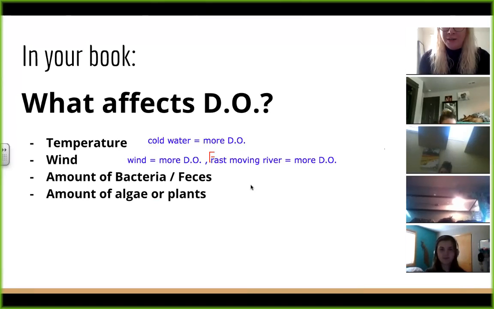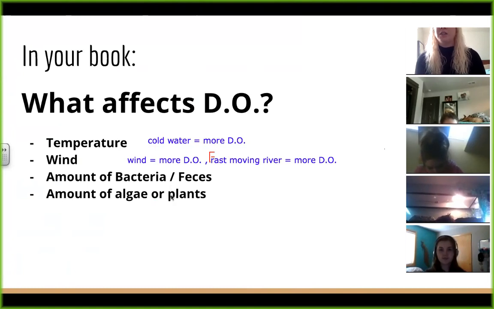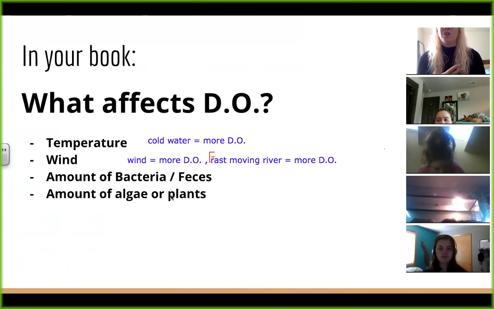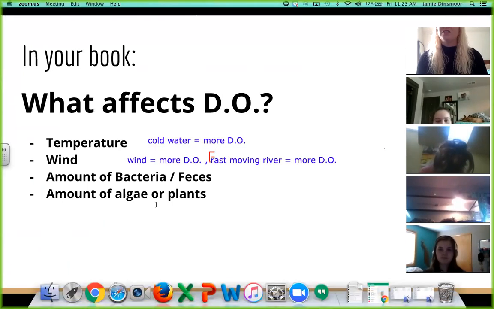So fast-moving river is more dissolved oxygen. Wind means more dissolved oxygen. Cold water means more dissolved oxygen. And then last but not least, we're going to be really talking about our bacteria, feces, and plants. So what do we know about plants? Do plants produce oxygen or use oxygen?